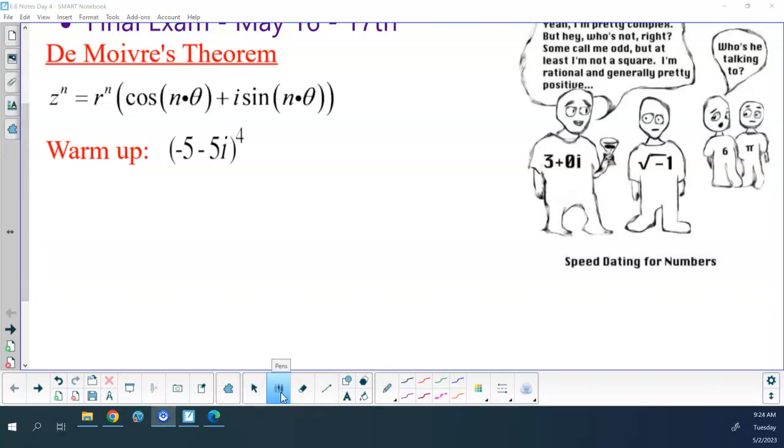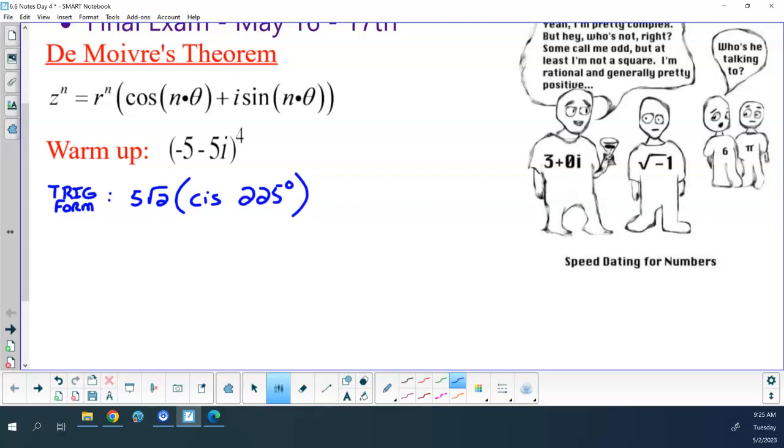So if I'm going to use de Moivre, the first thing that I've got to do is put it into trig form. Okay? So this in trig form would be 5 square roots of 2 cosine I sine of, what would that be? Negative 225 degrees. Do we all agree with that part?